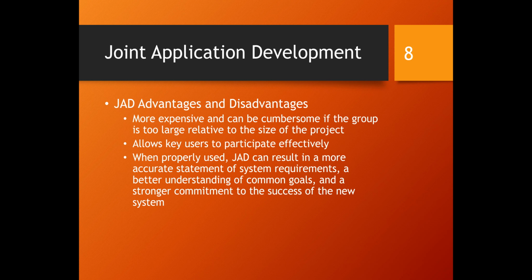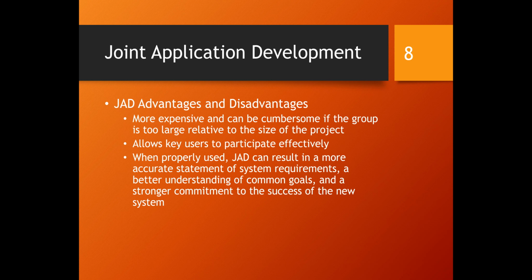Okay, next: allow key users to participate effectively. This is a pro, because if key users participate with the team, when they go back, they will be the key person to talk to or negotiate with their people to use this system easily. It's better than us, because we are developers, people whom the customer company hired. If we try to convince the users, it is more difficult than letting the key users of the company convince their own people.